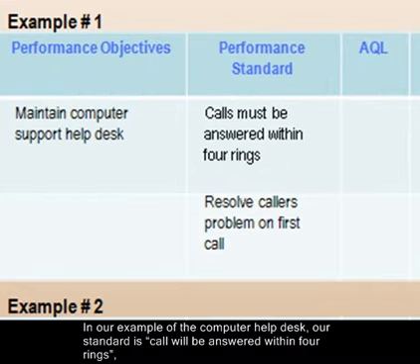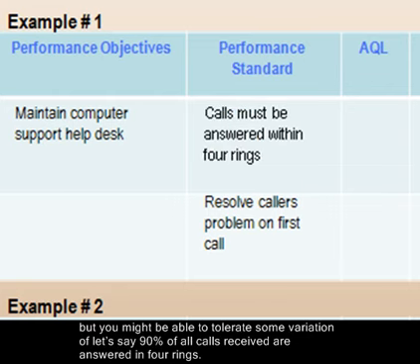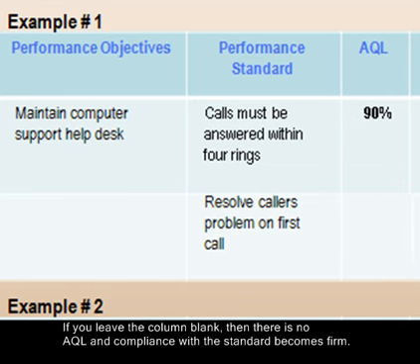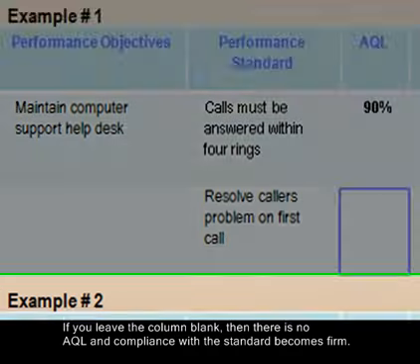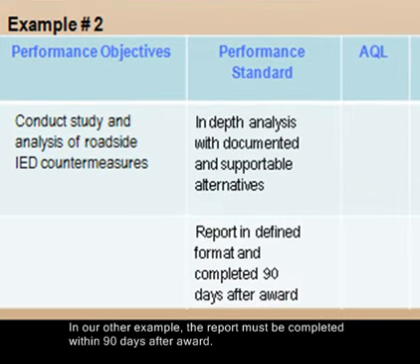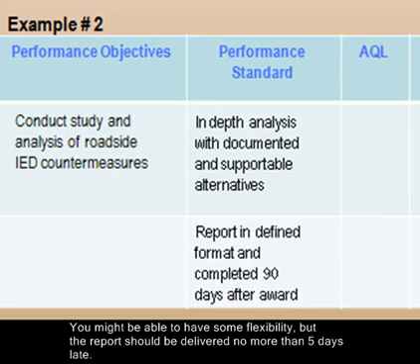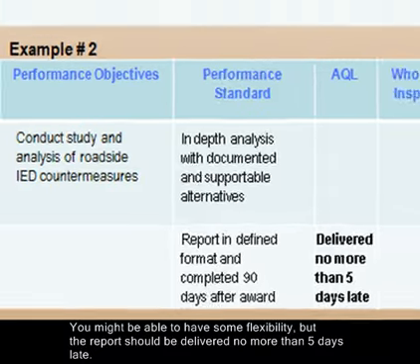In our example of the computer help desk, our standard is calls will be answered within 4 rings, but you might be able to tolerate some variation of, let's say, 90% of all calls received are answered in 4 rings. If you leave the column blank, then there is no AQL and compliance with the standard becomes firm. In our other example, the report must be completed within 90 days after award. You might be able to have some flexibility, but the report should be delivered no more than 5 days late.